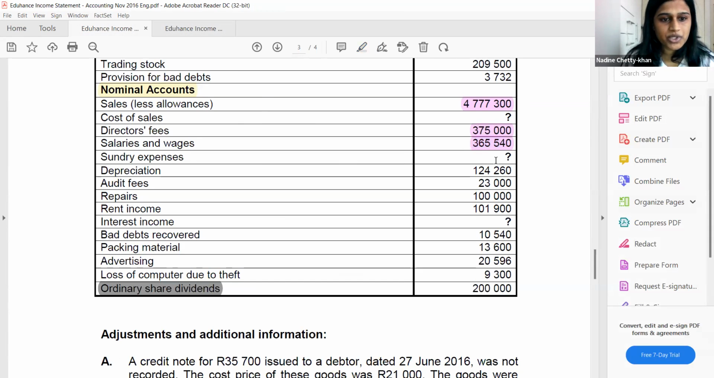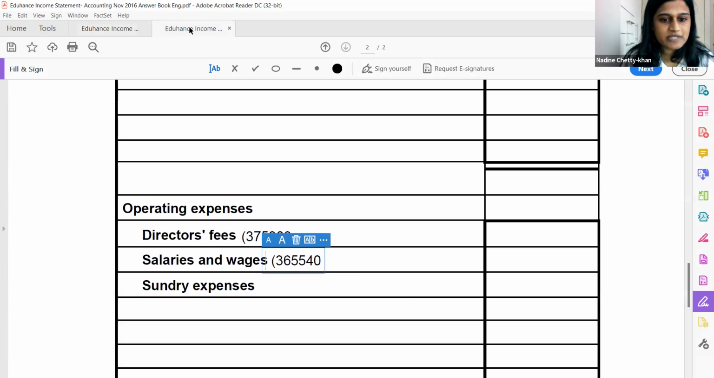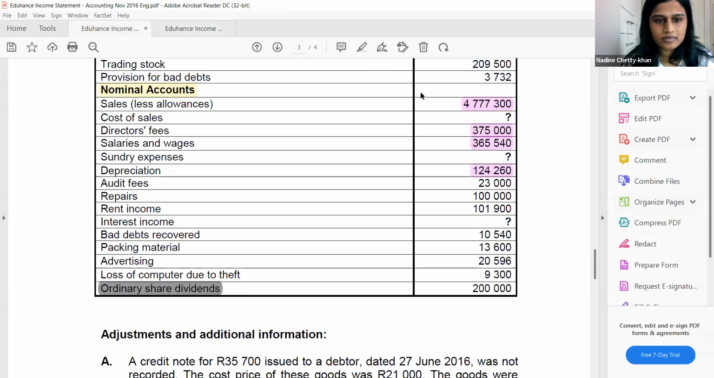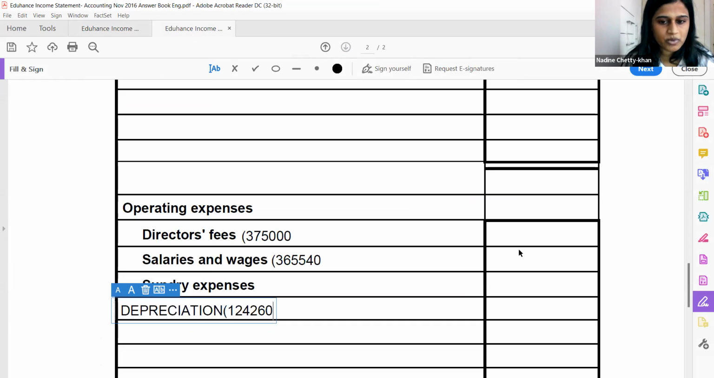Sundry expenses, we don't know. Okay, depreciation, well, that's an expense. So we're going to put that in the expense. They didn't put it in here for us. So we're going to just type. Audit fees, 23,000. And then we'll slot in repairs of 100,000. It's 2 numbers to remember quite easily.